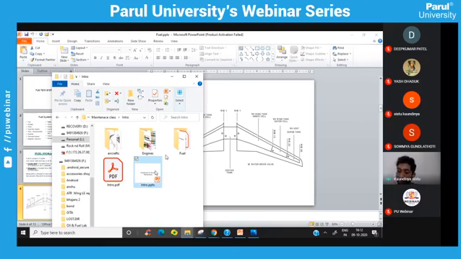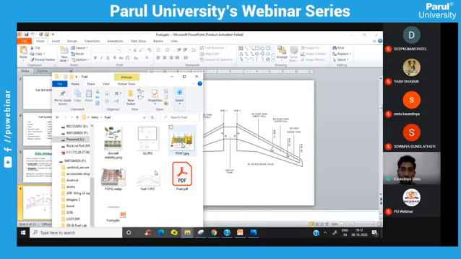In other terms, I can say the same as what Yash has texted in the group chat. What happens is the CG shifts. The CG shifts from one point to another, which causes, as Yash said, the roll moment.